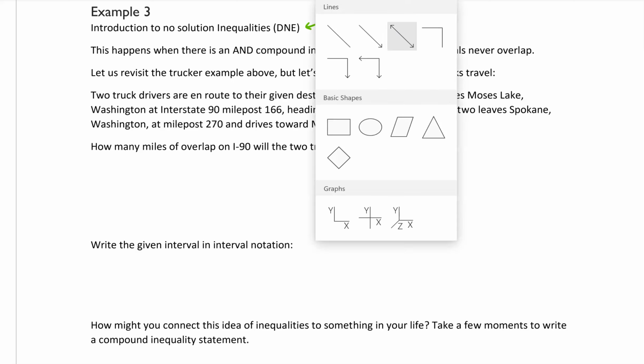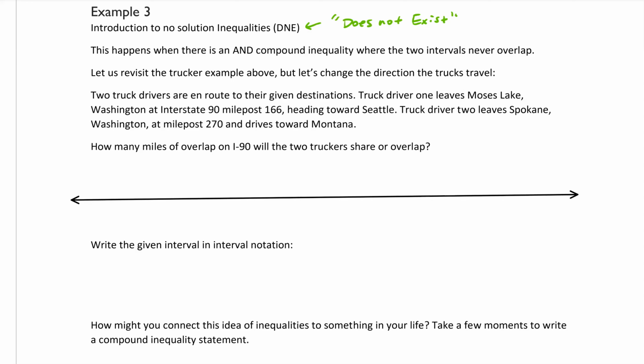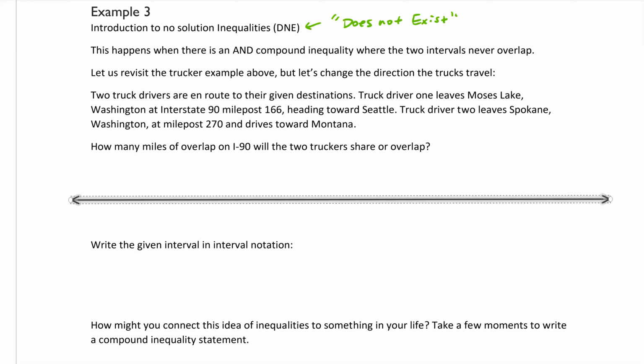So here is 166. This is Moses Lake. Here's 270. That is Spokane. And truck driver 1 is heading towards Seattle. So in purple, I will start there and then shade to the left. And in red, I will start with a closed dot on Spokane, and they are traveling east towards Montana.